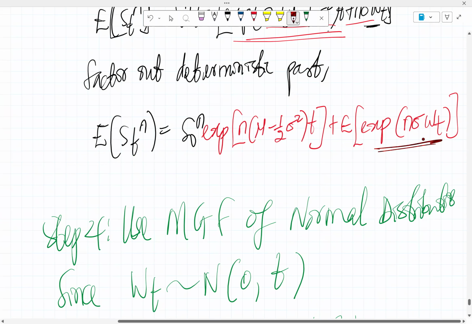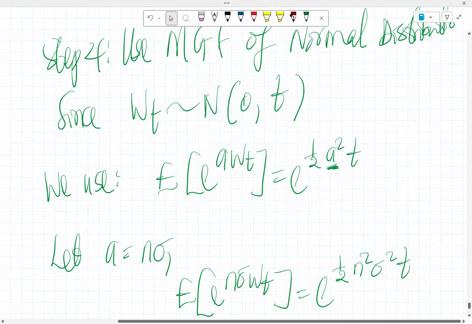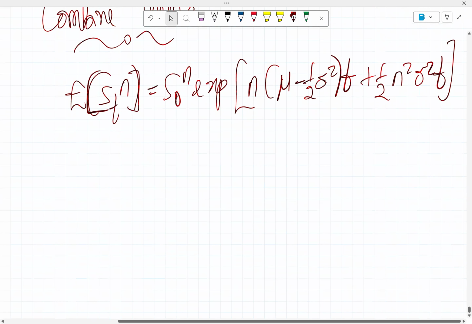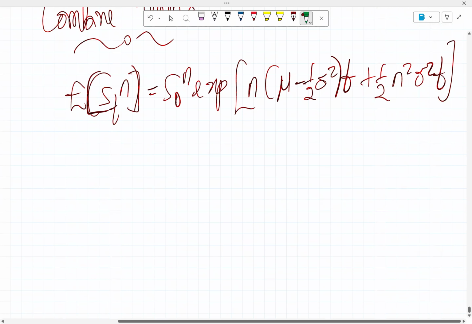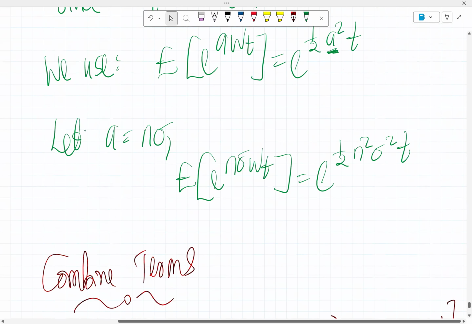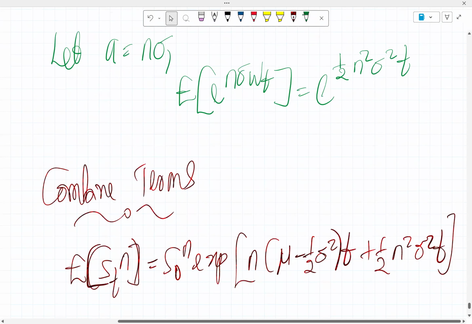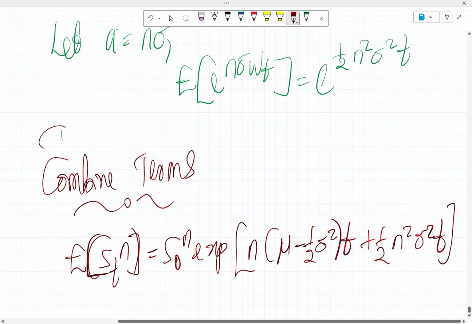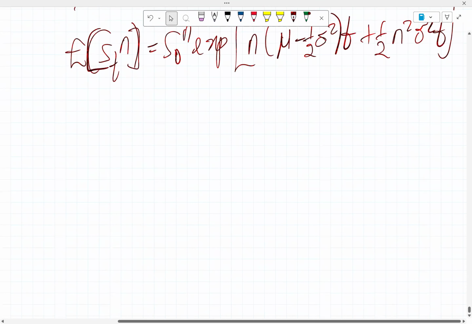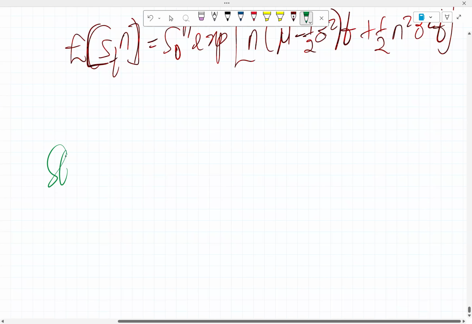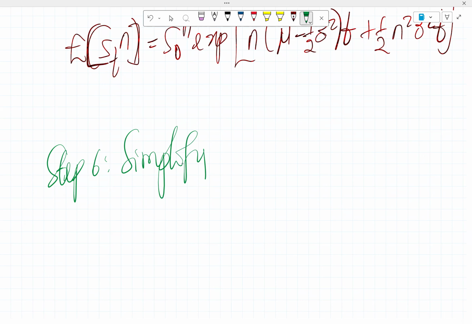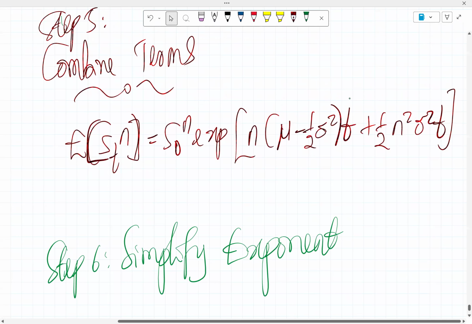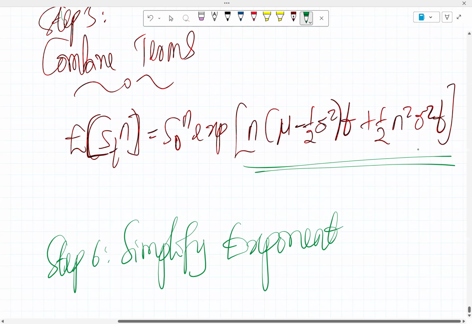This whole thing now. That was why we followed all this process. And with all of that in place now, we can then simplify the exponent. So step 5 is to combine terms, right? Step 5, we combine terms. So step 6, we simplify. Step 6, we simplify the exponent. So to simplify the exponent, here we are focusing on this now.